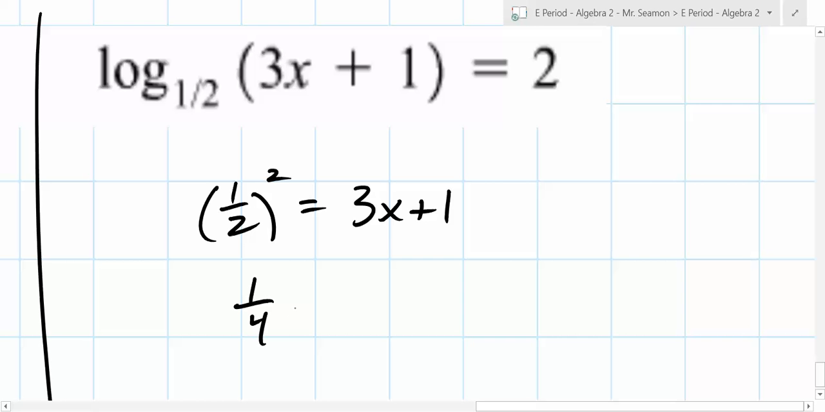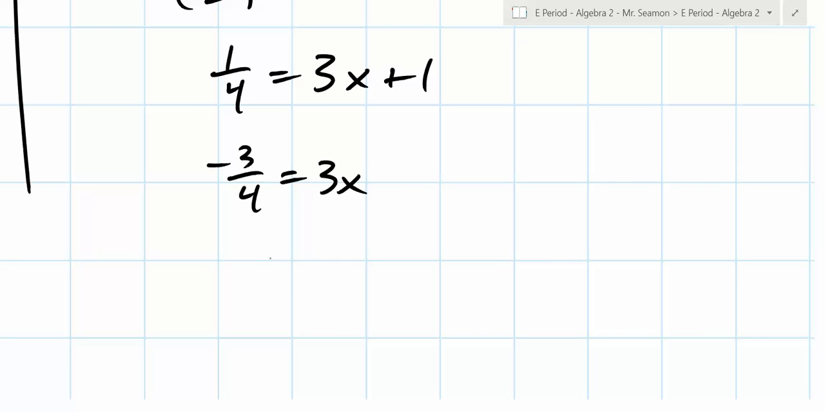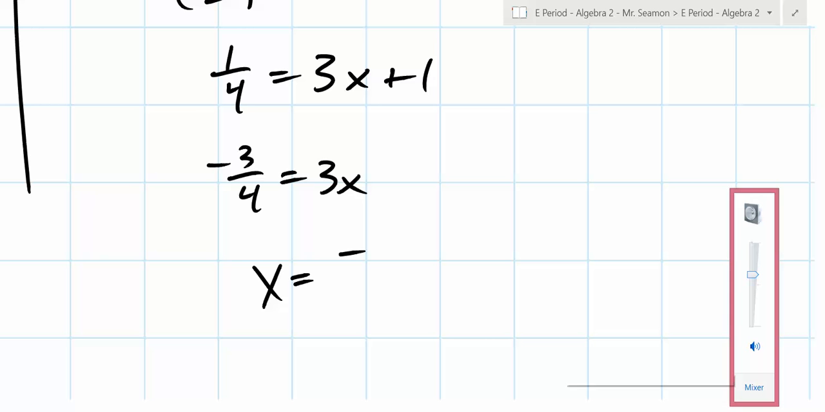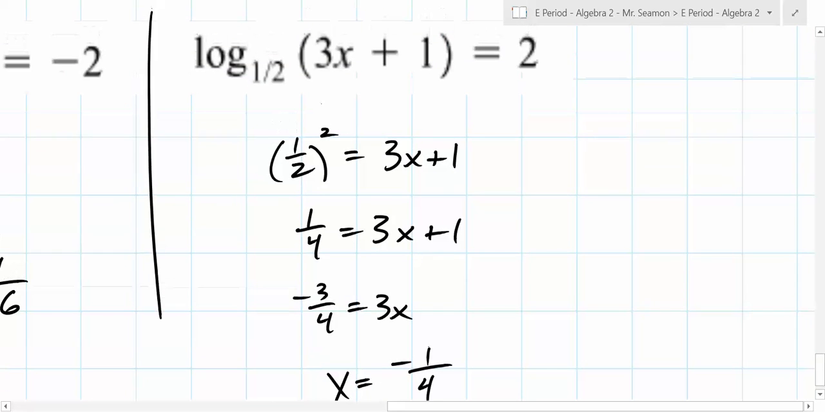1/4. So is this something you could be pretty comfortable solving? Yeah, you get -3/4 is equal to what? 3x. Divide both sides by 3. So what does x equal? Negative what? Divide both sides by 3. What do you get? Negative what? Wonderful.